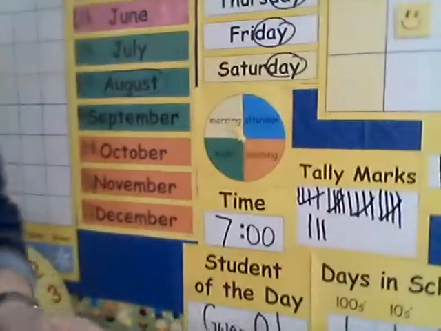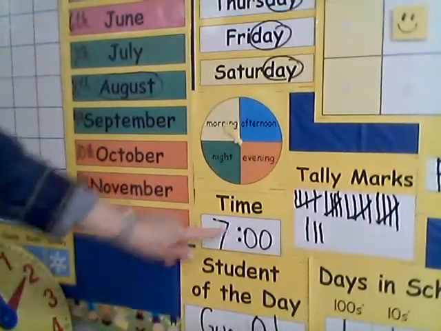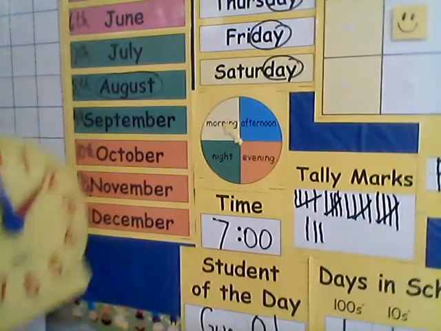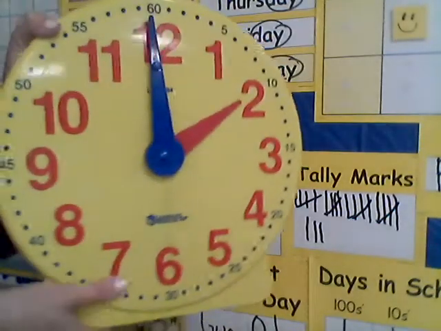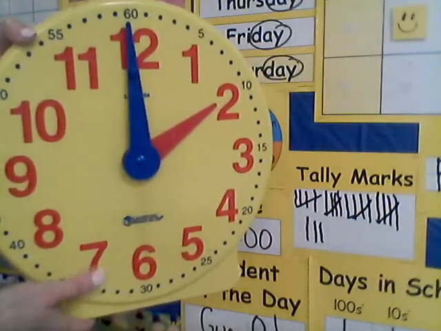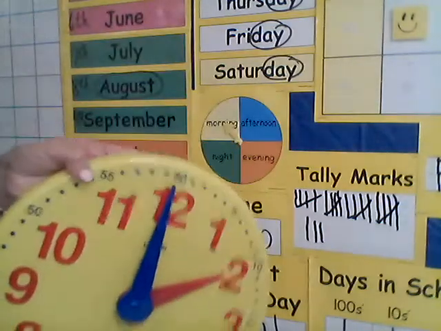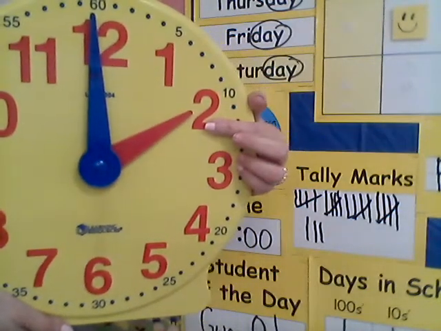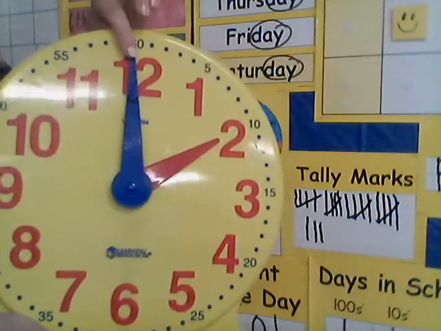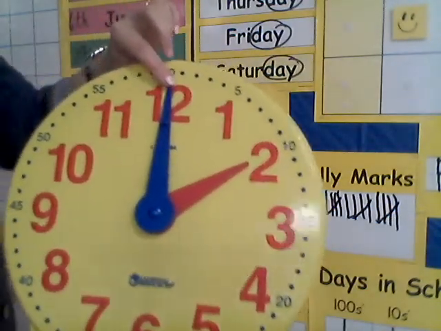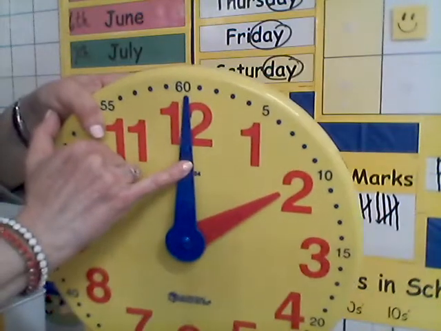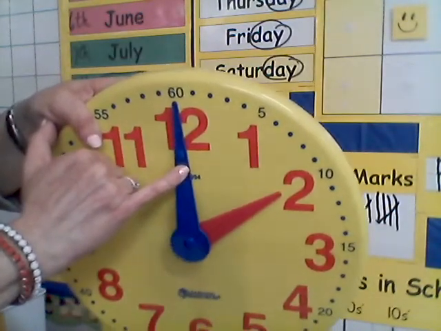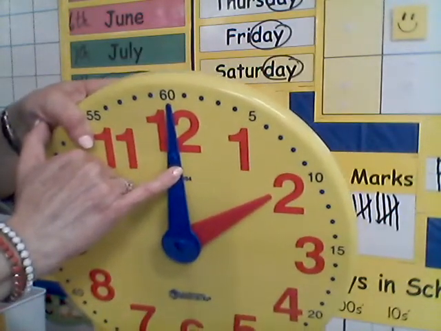Very, very good, friends. All right, really quickly, let's look at our digital clock, friends. Our digital clock reads 7 o'clock. Our analog clock reads 2 o'clock. So we have to match our analog to match our digital. The short hand is the hour hand. The long hand is the minute hand. And remember, the minute hand always has to be past the 12, friends, okay?